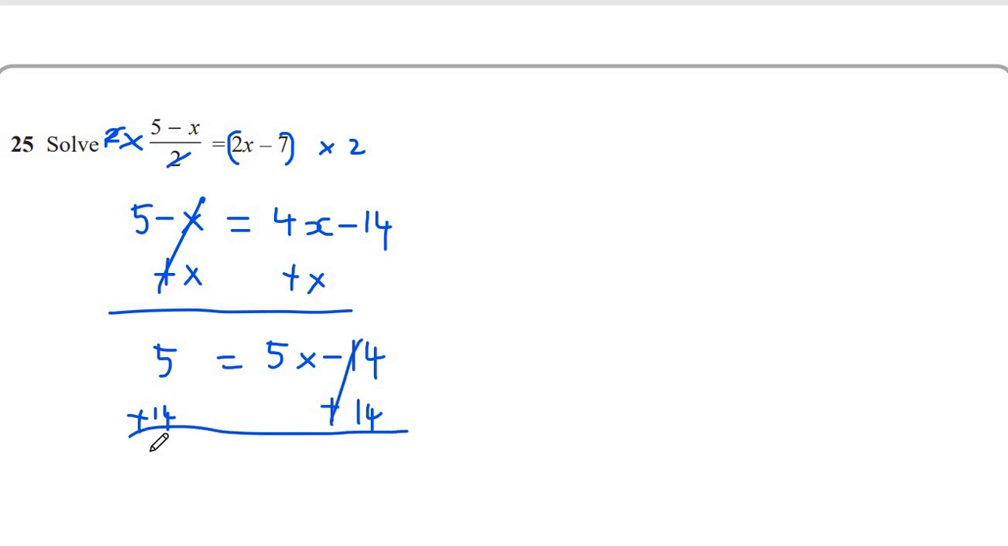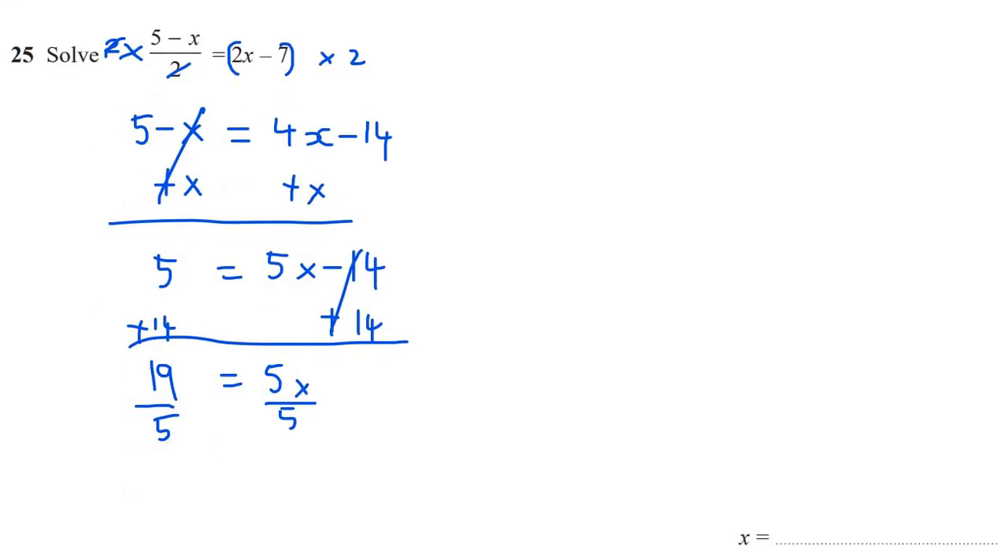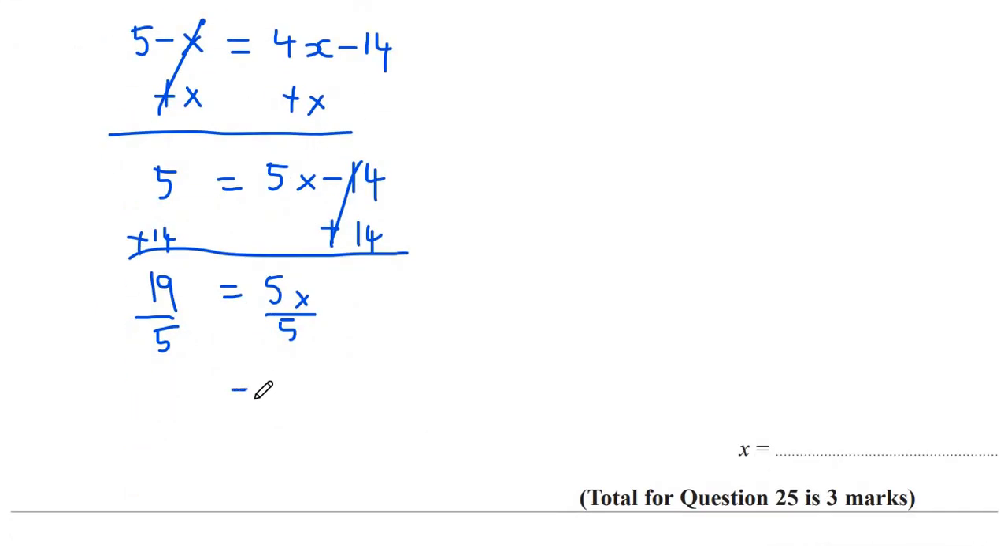And next we can add 14 on both sides. So that's gone, and you have 19 here, and you have 5x on the right side. The next step would be to divide by 5, and then x will be 19 divided by 5, and that's 3.8. 3.8 is your answer.